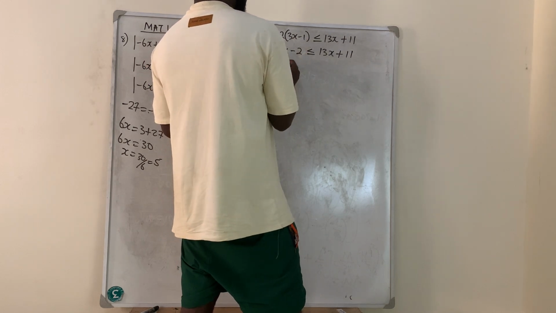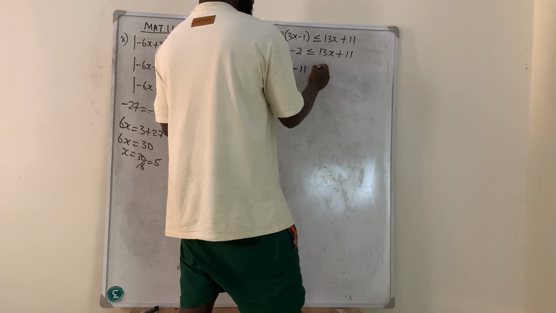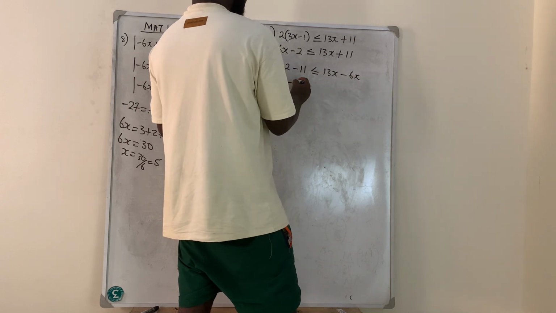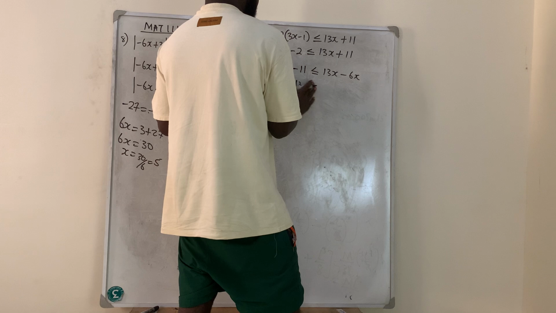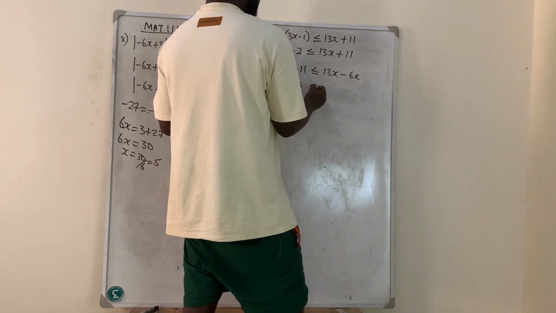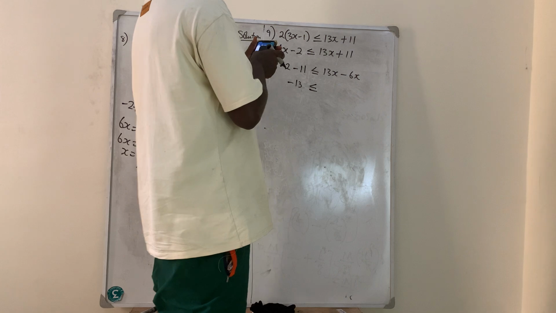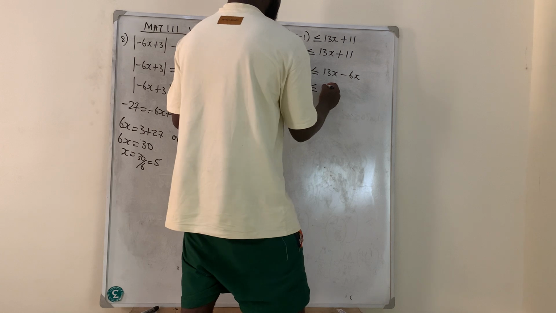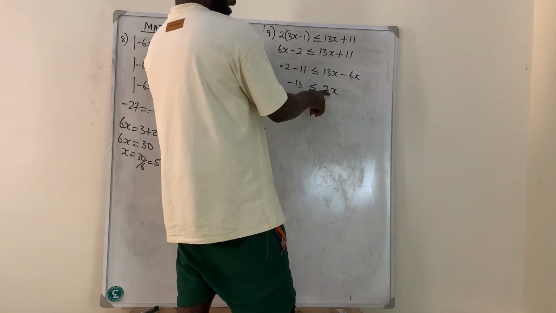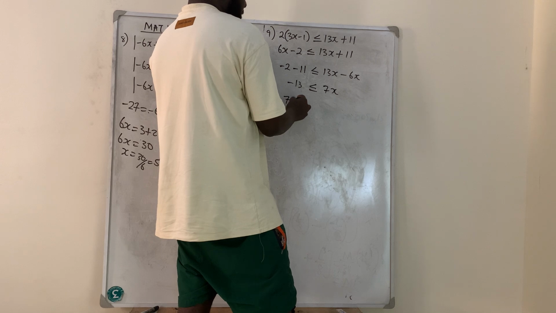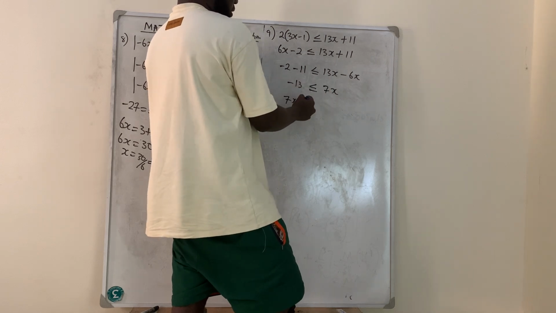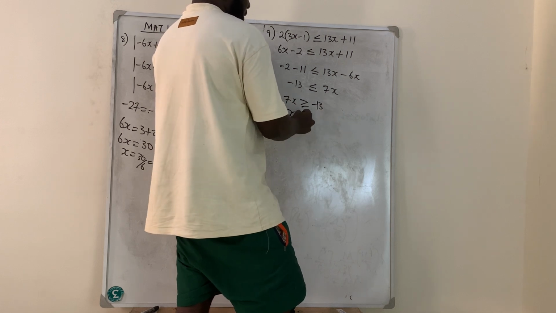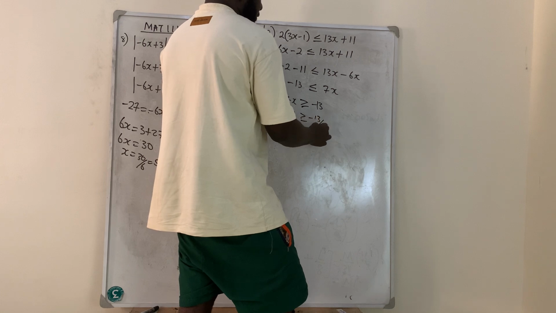This one can move here. So I have that minus 2 minus 11 is less than or equal to 13x minus 6x. So this will give you minus 13. Minus 13 is less than or equal to 13 minus 6, which will give you 7, so which is giving me 7x. Now I want to write the 7x first. The arrow should be pointing at the minus 13. So we have that x will now be less than or equal to minus 13 divided by 7.